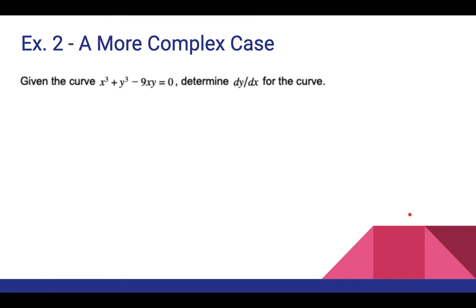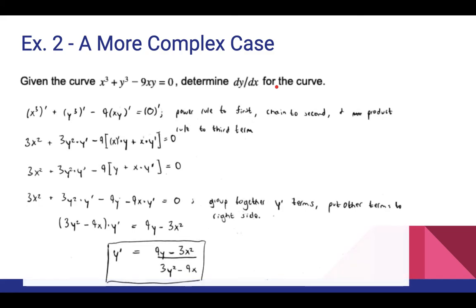So now let's look at a more complex case where we have x cubed plus 9 plus y cubed minus 9xy equals 0. And we want to determine dy over dx for the curve. So what we're going to do here is we're going to work our way from the outside in, applying the rules as appropriate, just like we did in 2.5.